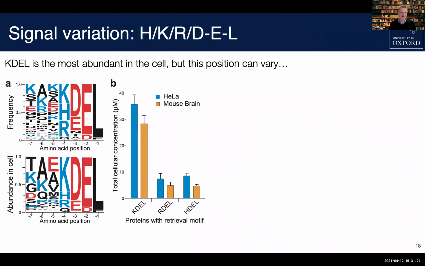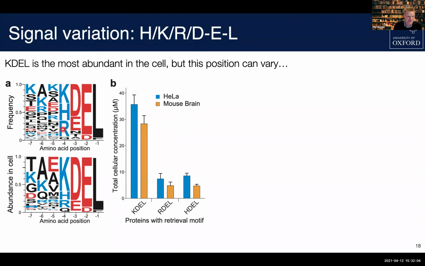The next question though is, how does this relate to the signals that we see in the cell? Although so far I told you that most of these proteins that are going to reside in the ER have a K and then a D and then an E and then an L, it turns out that if you look at all the proteins that have to be retrieved in the cell, there's quite an interesting pattern comparing the frequency with the abundance in the cell of these signals. This is one of these conserved residue plots of the last 7 residues in this case. So here is the DEL, you can see that.